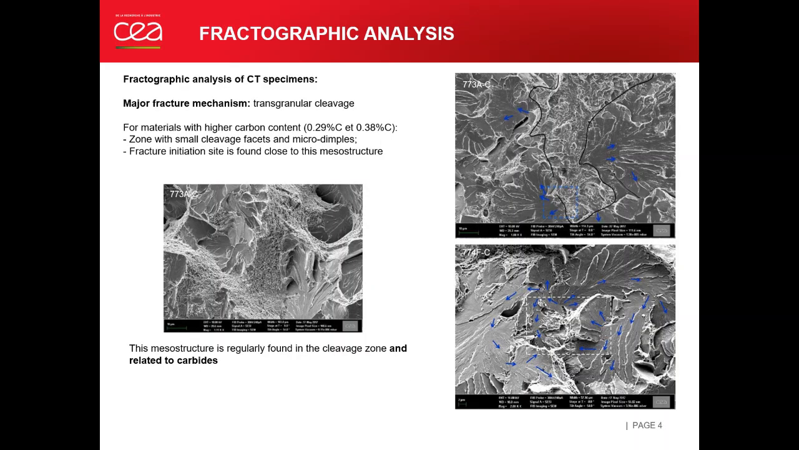The fracture surfaces of these compact tension specimens were also analyzed with SEM. It can be confirmed that the main fracture mechanism is transgranular cleavage. We can also observe a mesostructure composed of micro dimples and small cleavage facets. For the two model alloys with higher carbon content, the fracture initiation site is found close to the boundary between this mesostructure and the normal cleavage facets. In addition, this mesostructure is regularly found in all of the three materials.